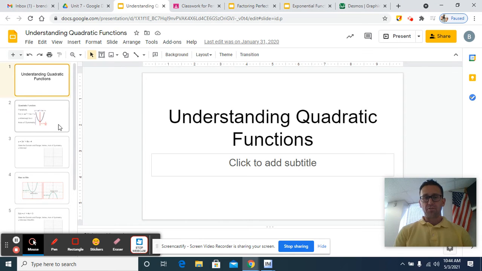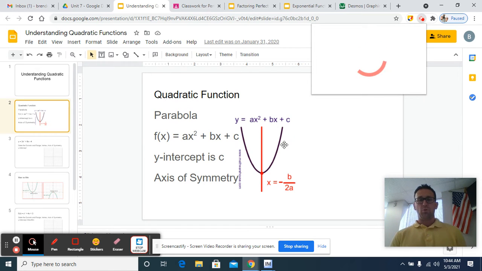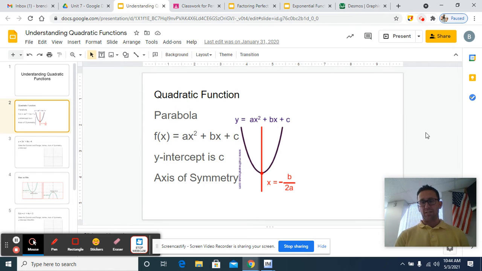Okay, graphing quadratic functions. So this is a parabola. Okay, so these things that we've been factoring for months now, quadratics, they look like this when you graph them. They look like a U shape, either upside down or right side up.